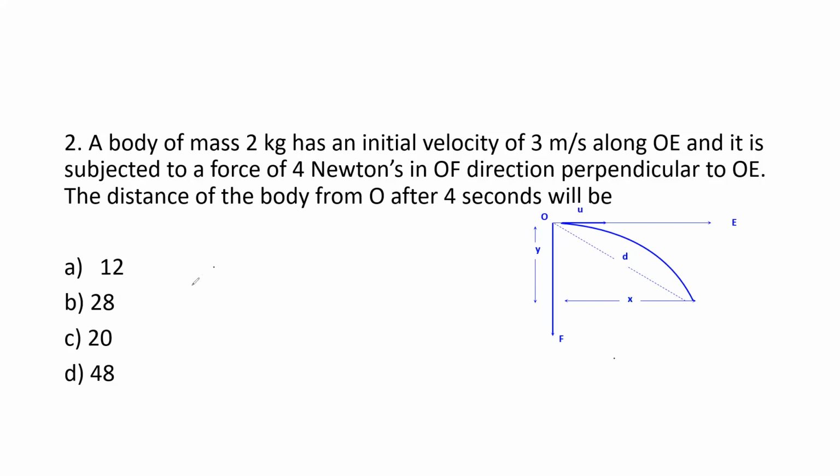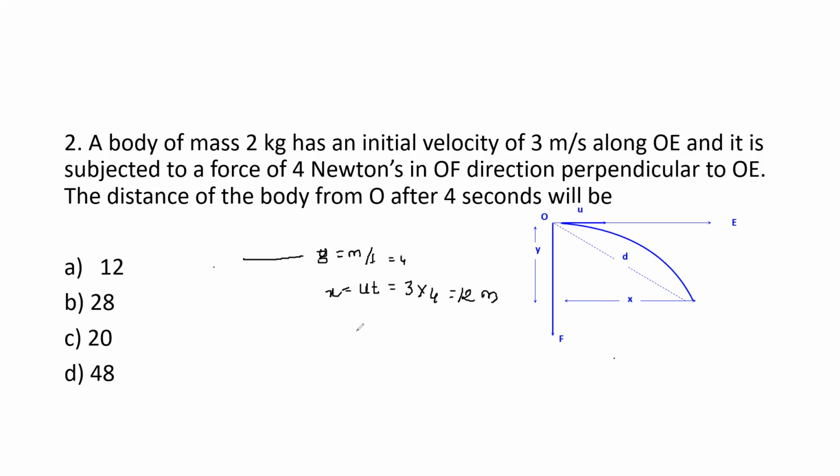See here, the body moves horizontally. So the body is moving along the horizontal direction with a velocity of 3 meter per second, right, in the time interval of 4 seconds for horizontal motion. Therefore, the distance traveled is equal to velocity into time. So velocity is 3 into time is 4. That is 12 meters, the distance traveled here.